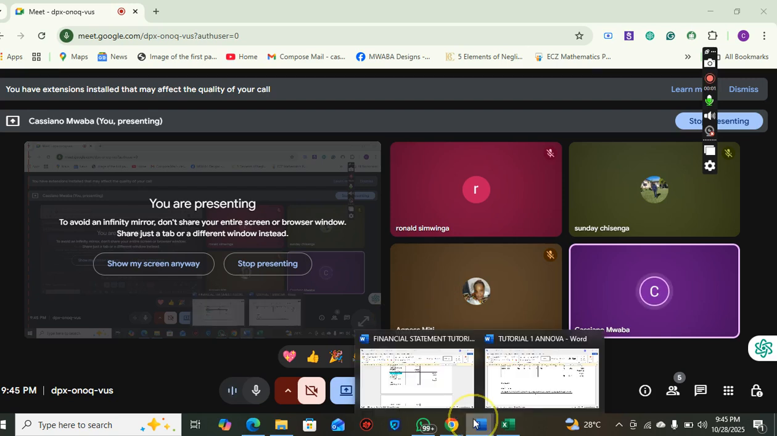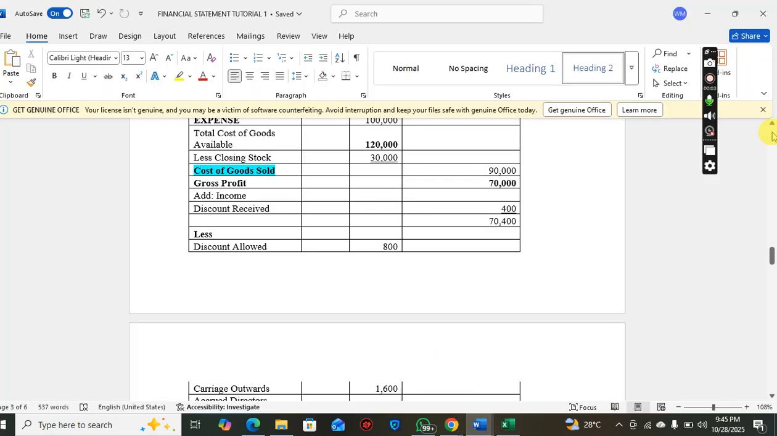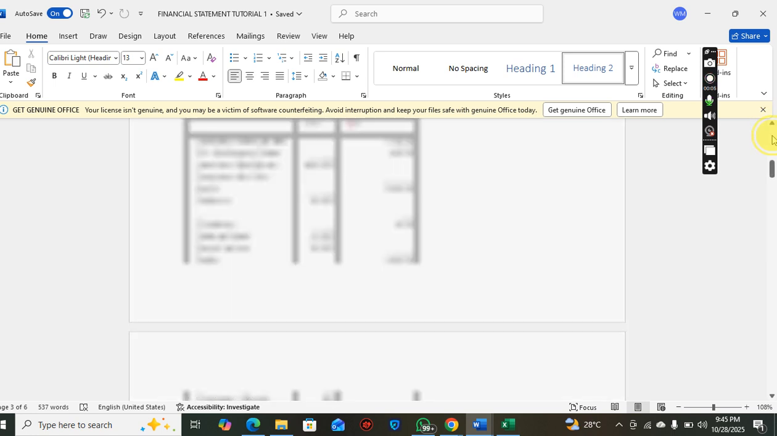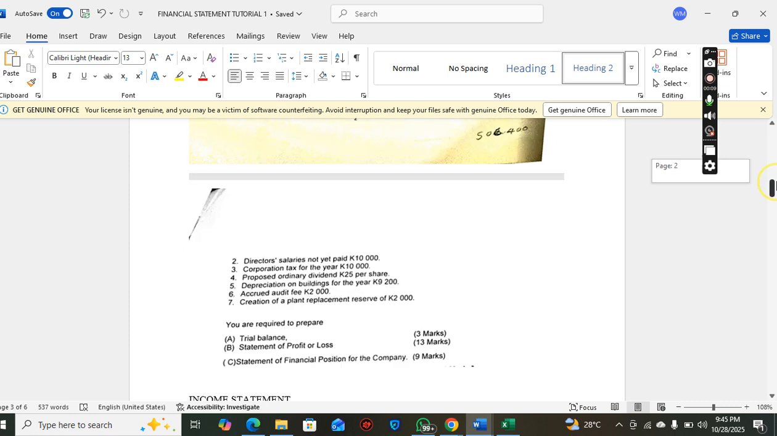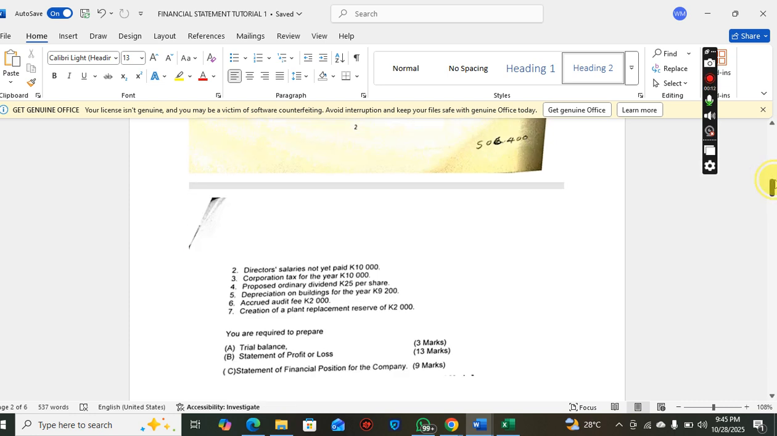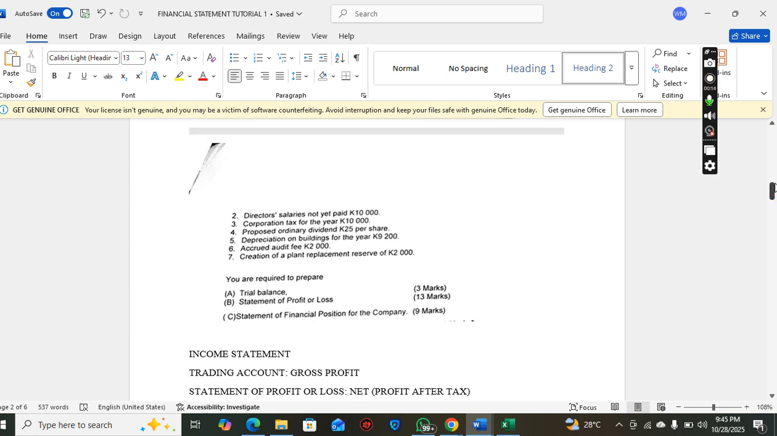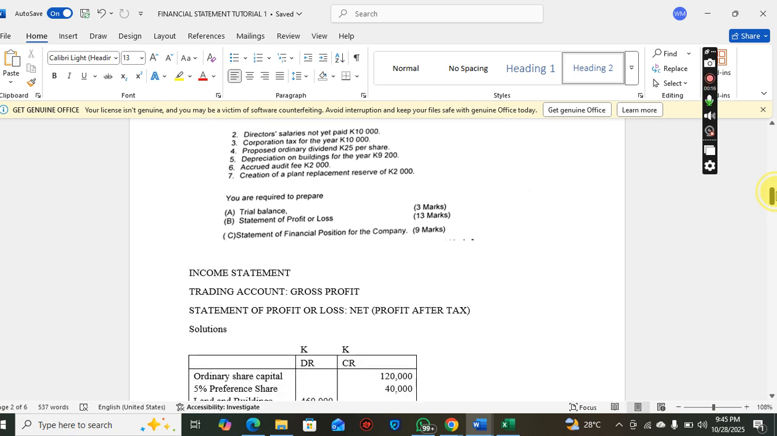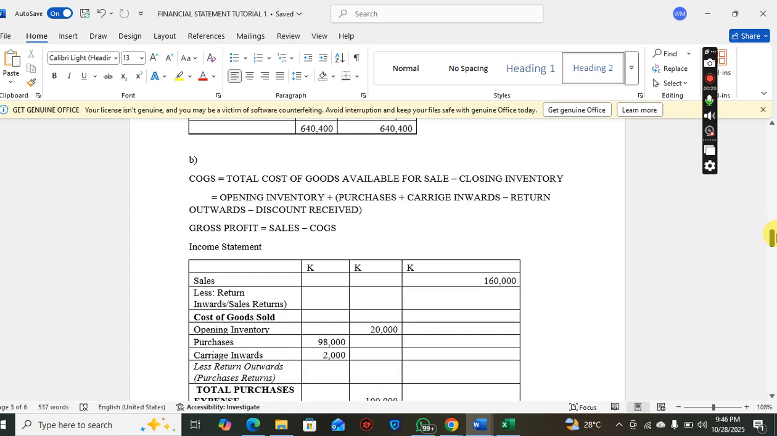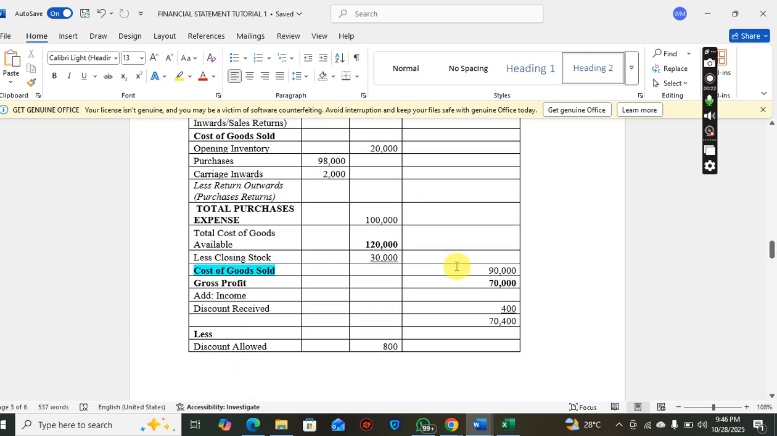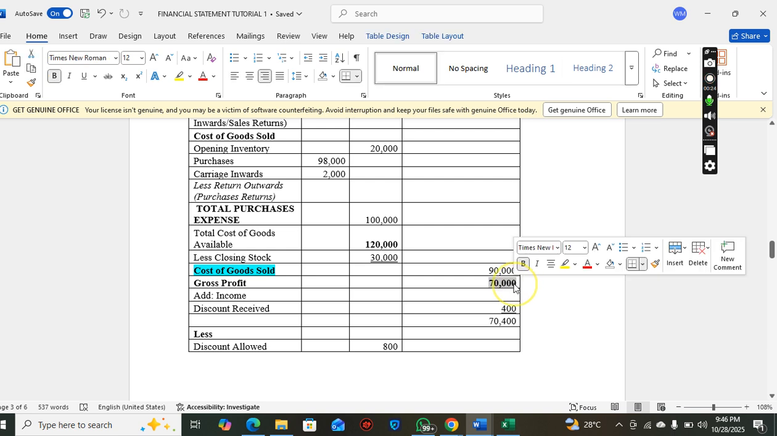So we're still dealing with this question for Mulenga company. Okay, we made the trial balance at first. All right, after we made the trial balance, we made our first part of the income statement, which is the trading account. We got our gross profit of 70,000. Now we're going to the statement of profit or loss.